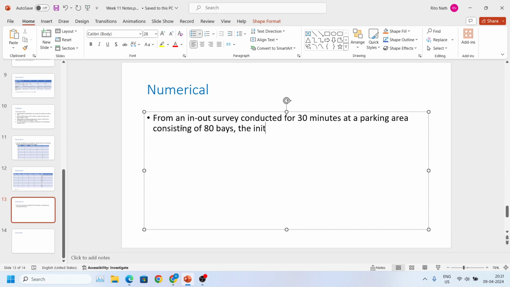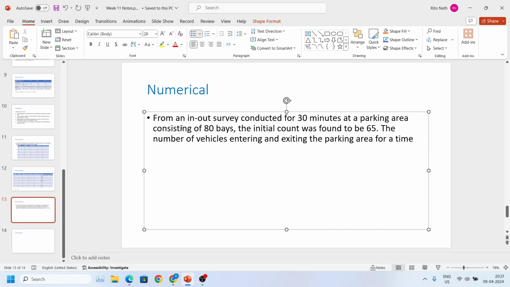The initial count was found to be 65. The number of vehicles entering and exiting the parking area for a time interval of 5 minutes are shown on the table. The table I'll give.